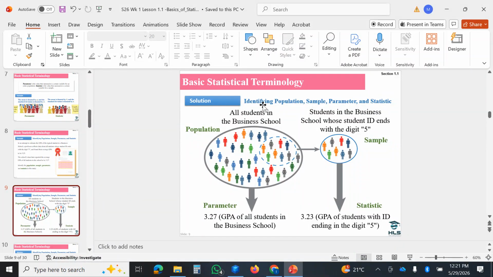So, solution, identifying population. All these different aspects there. All the students in the business school, that is your population. The sample there is the, and there are different kinds of samples, which we'll get into. There's random sample, cluster sample. You know what I mean?